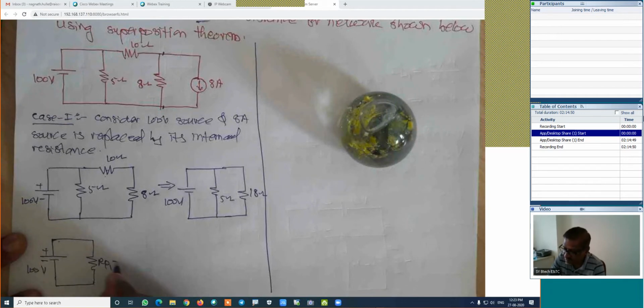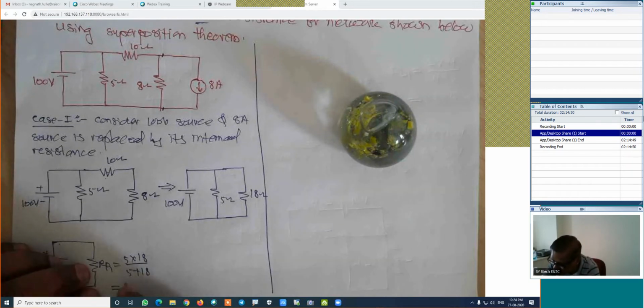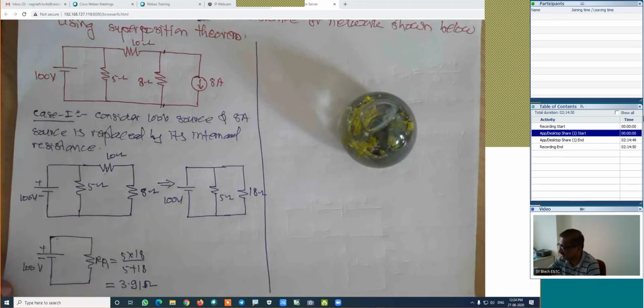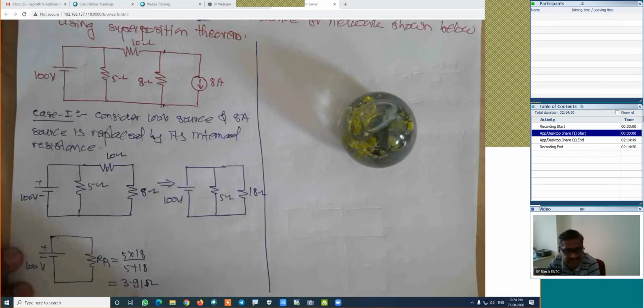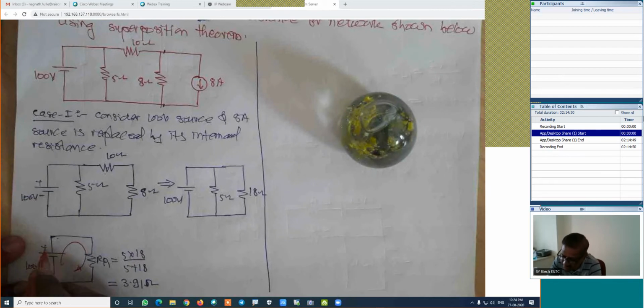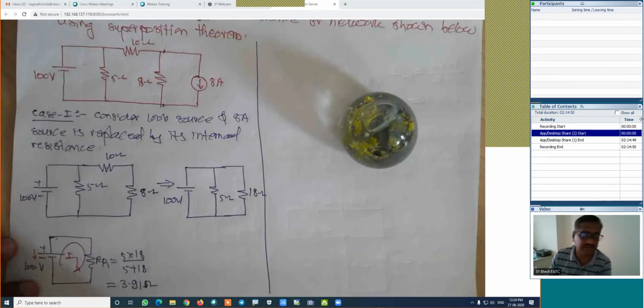RP1 equals 5 into 18 divided by 5 plus 18. How much is the value of RP1? Sorry, 3.91 ohm is its resistance. Now look at here. Now we have a single loop, and its current will flow from positive to negative through the circuit. This current for the first case, I will call it I1.